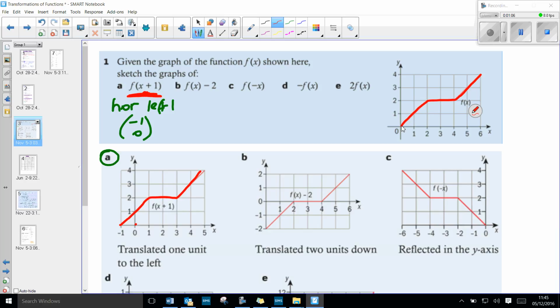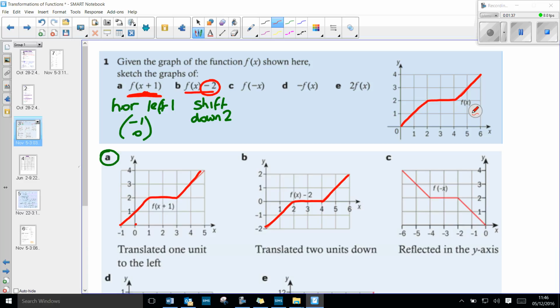So B, okay, we've got f(x) - 2. What does the minus 2 tell us? It's a shift down 2 units. So you can see here that we've shifted down 2 units. Everything in the x direction is the same. It's just 2 units lower than the original. Okay, so this one is shifted just down 2 units.